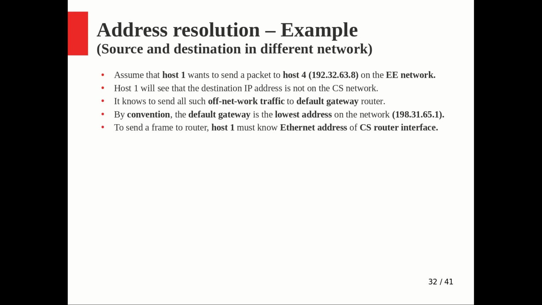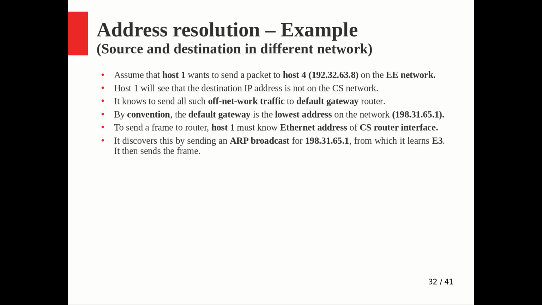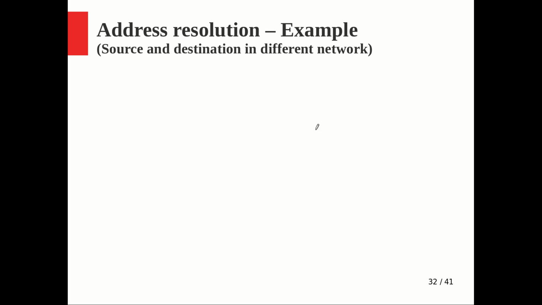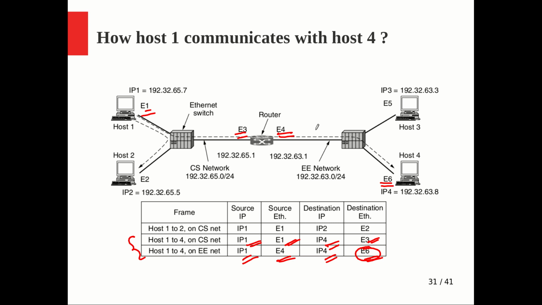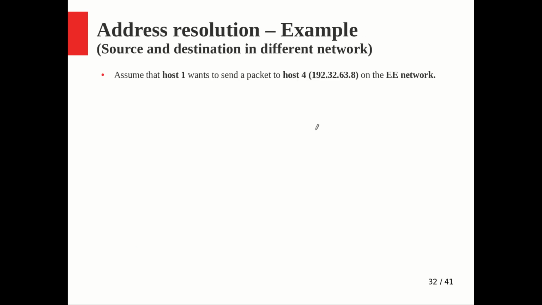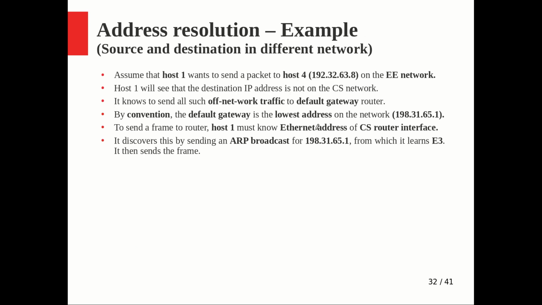To send a frame to the router, host 1 again has to know the Ethernet address of that CS router, that is E3. Again it will do the ARP broadcast, with that address 198.31, I think there is some problem with the address. Here there is a mistake, right? It was 192.32.65.1.